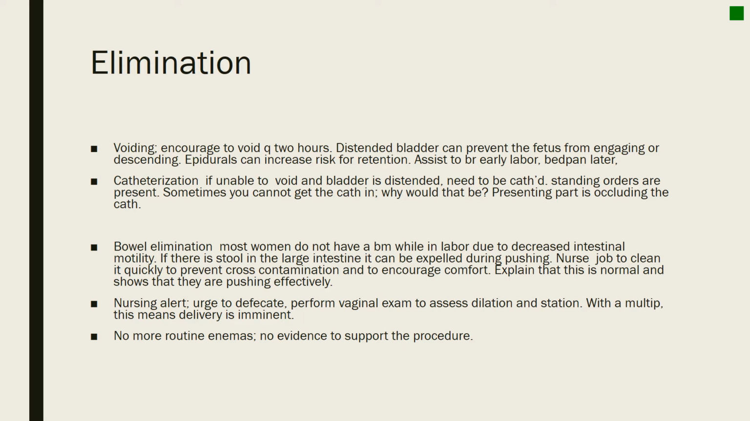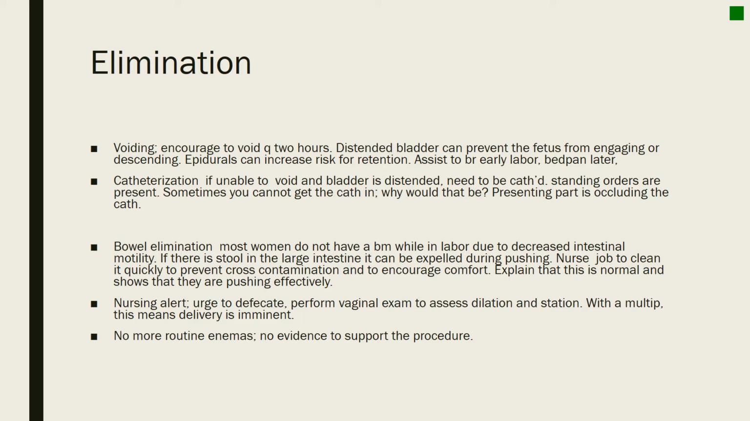We want to encourage these ladies to void every 2 hours. A distended bladder can prevent the fetus from engaging and descending. Epidurals can increase our risk for urinary retention, so we will have to assist them to the bathroom. In early labor, give bedpans later. We may have to catheterize, usually a straight cath right before they're ready to push. Sometimes the presenting part keeps you from being able to even put that catheter in. It can occlude the catheter.